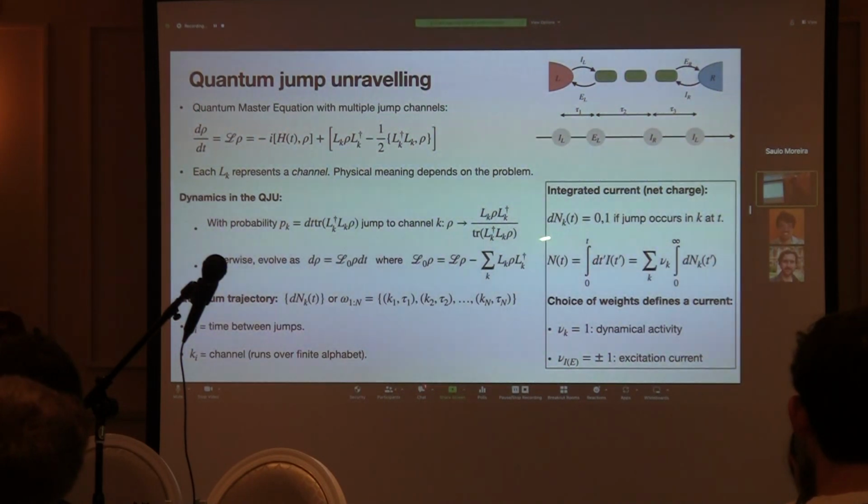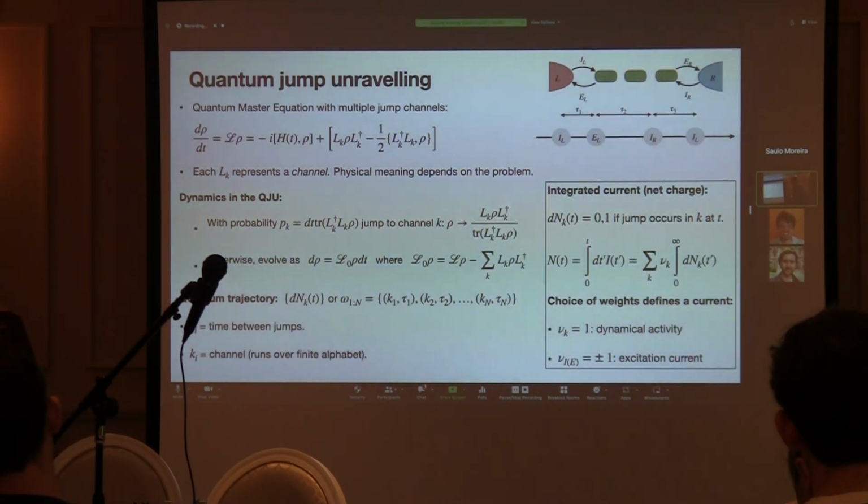essentially have a random number, dn_k, which is going to be 1 if a jump occurs in channel k, and 0 otherwise. In your quantum trajectory, the data that you get is essentially the sequence of dn_k for each time step. That is the measurement record. Or if you want to write it in a slightly more organized way, it is a sequence of, like Yoshihiko presented, channels and times, right?